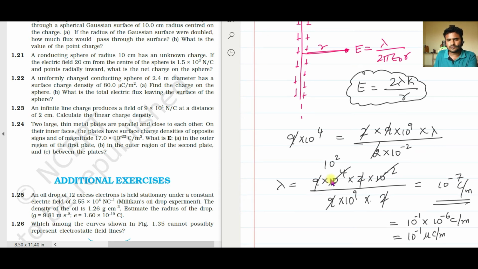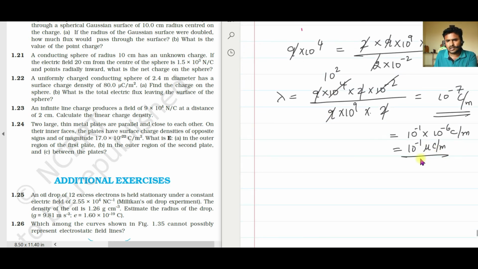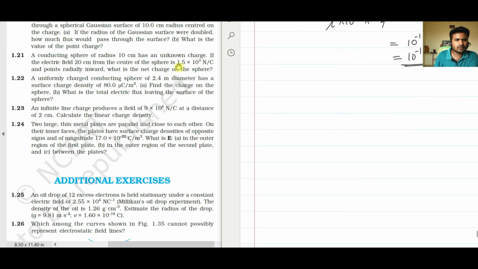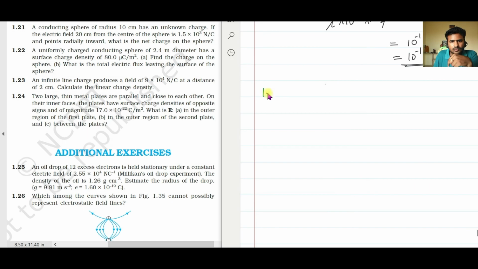Alright, so now we will move on to the next question. I guess many of the solutions given on the internet are wrong, so this is the correct answer. Okay, right, so now we will move on to the next question, question number 1.24.